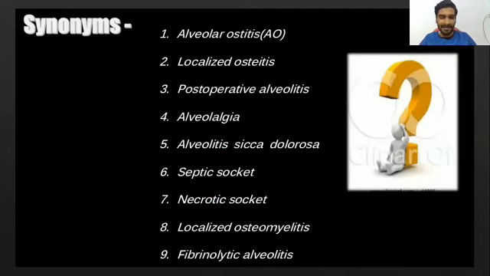So what are the various names, synonyms or alternative names of dry socket? You can call it alveolar osteitis or localized osteitis, that is a localized inflammation of bone. Post-operative alveolitis, that is after any minor operative surgery there is inflammation of bone, alveolalgia, then alveolitis sicca dolorosa, then we have septic socket, then you have necrotic socket, then localized osteomyelitis, and lastly fibrinolytic alveolitis.